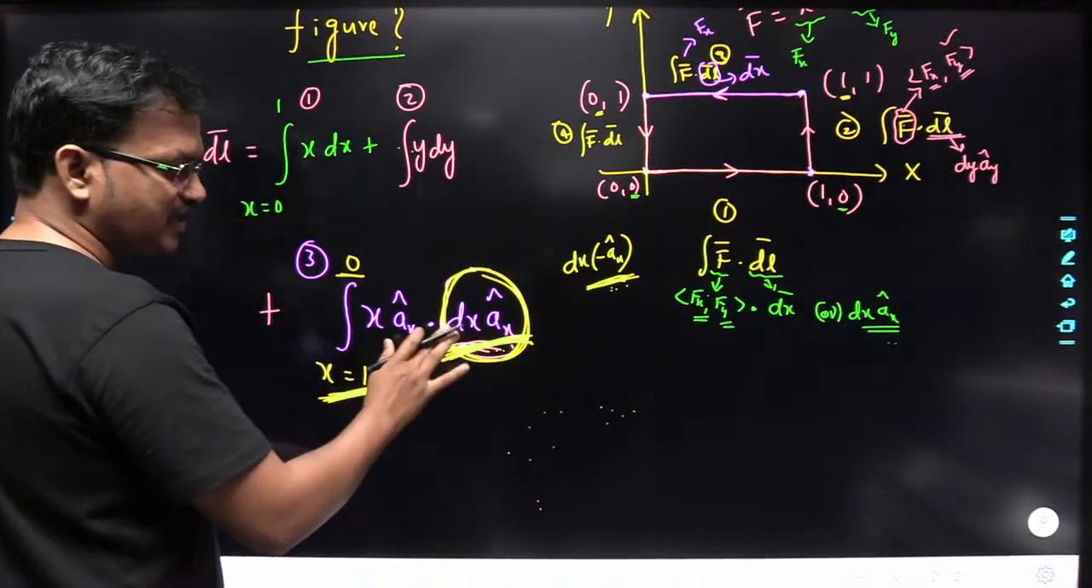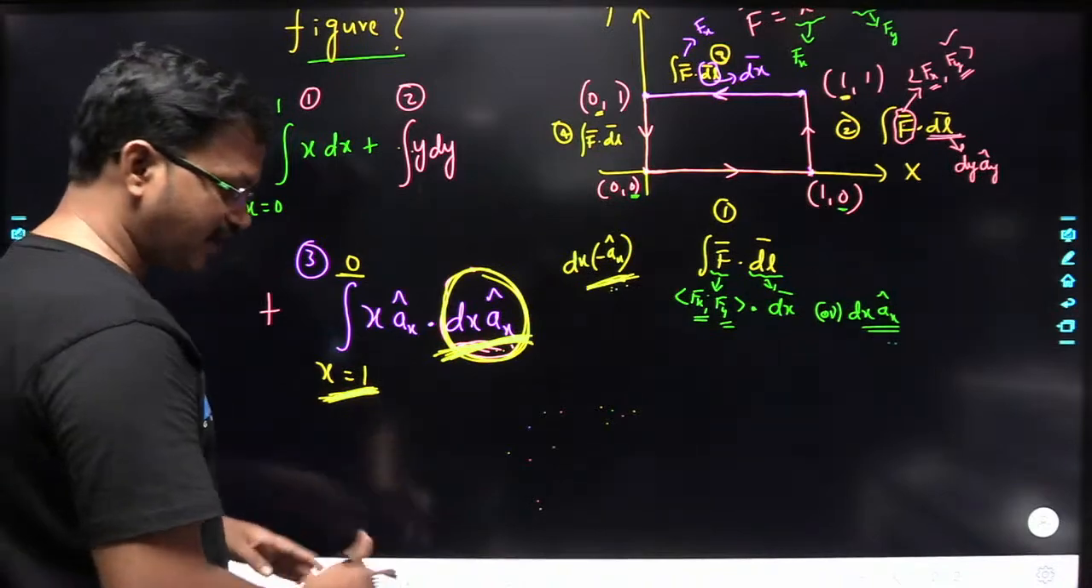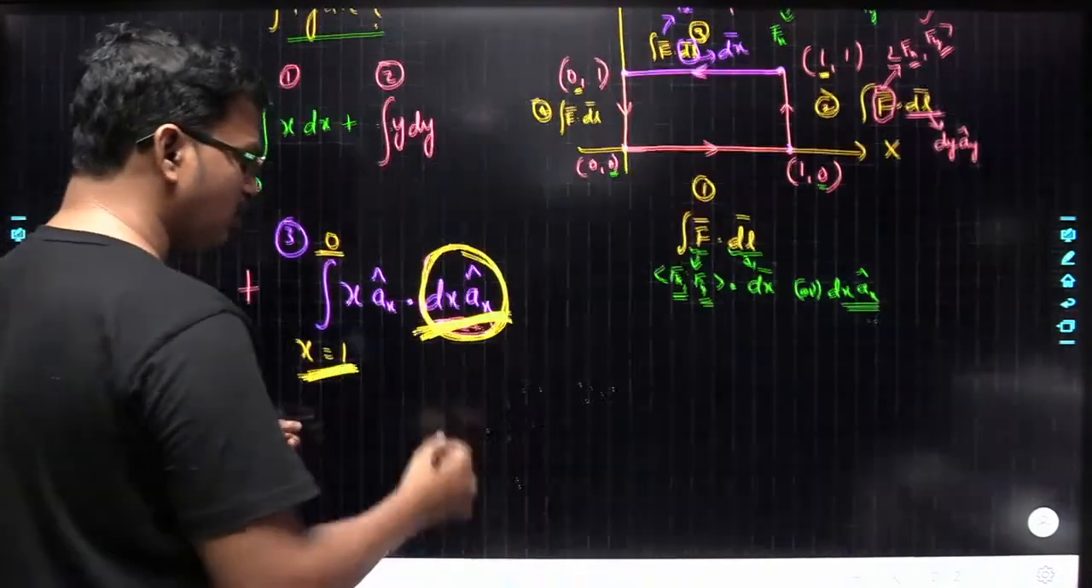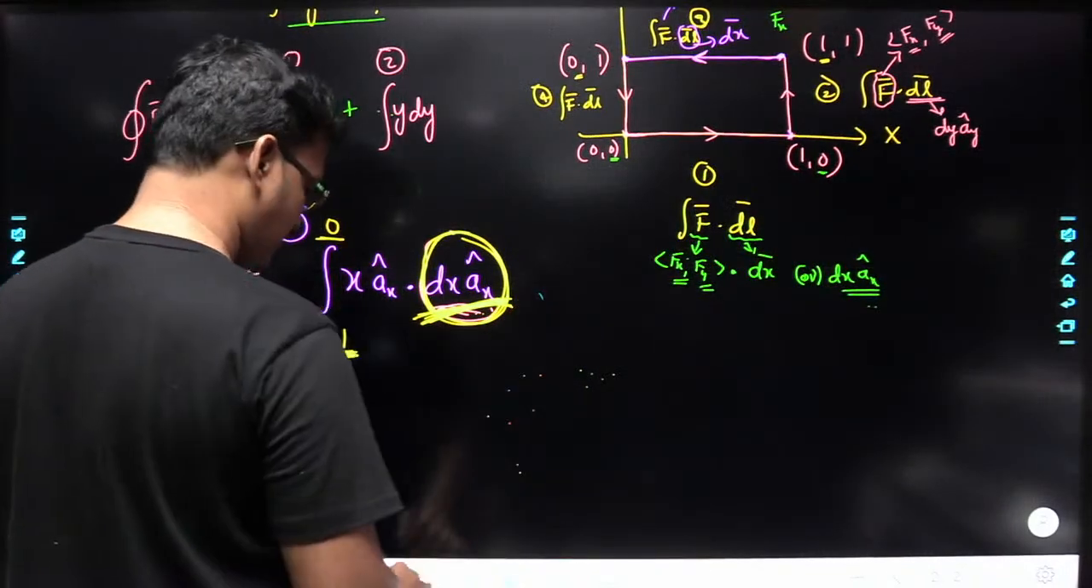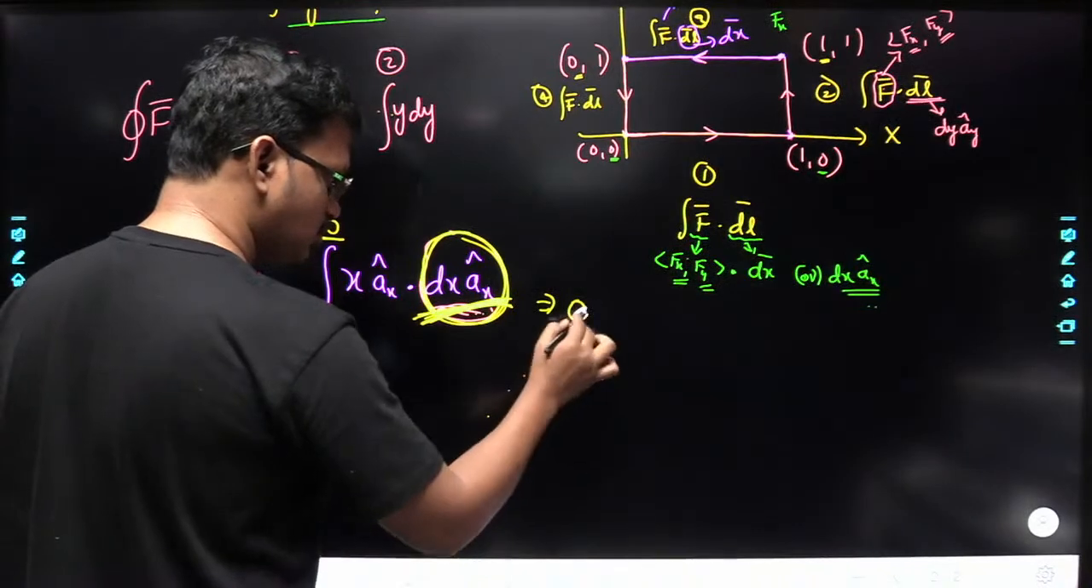So don't represent minus and all those things whenever you are representing like this. Okay, see, one more thing I want to say: you can represent the same thing in this manner. So don't change the limits here, don't change the limits.